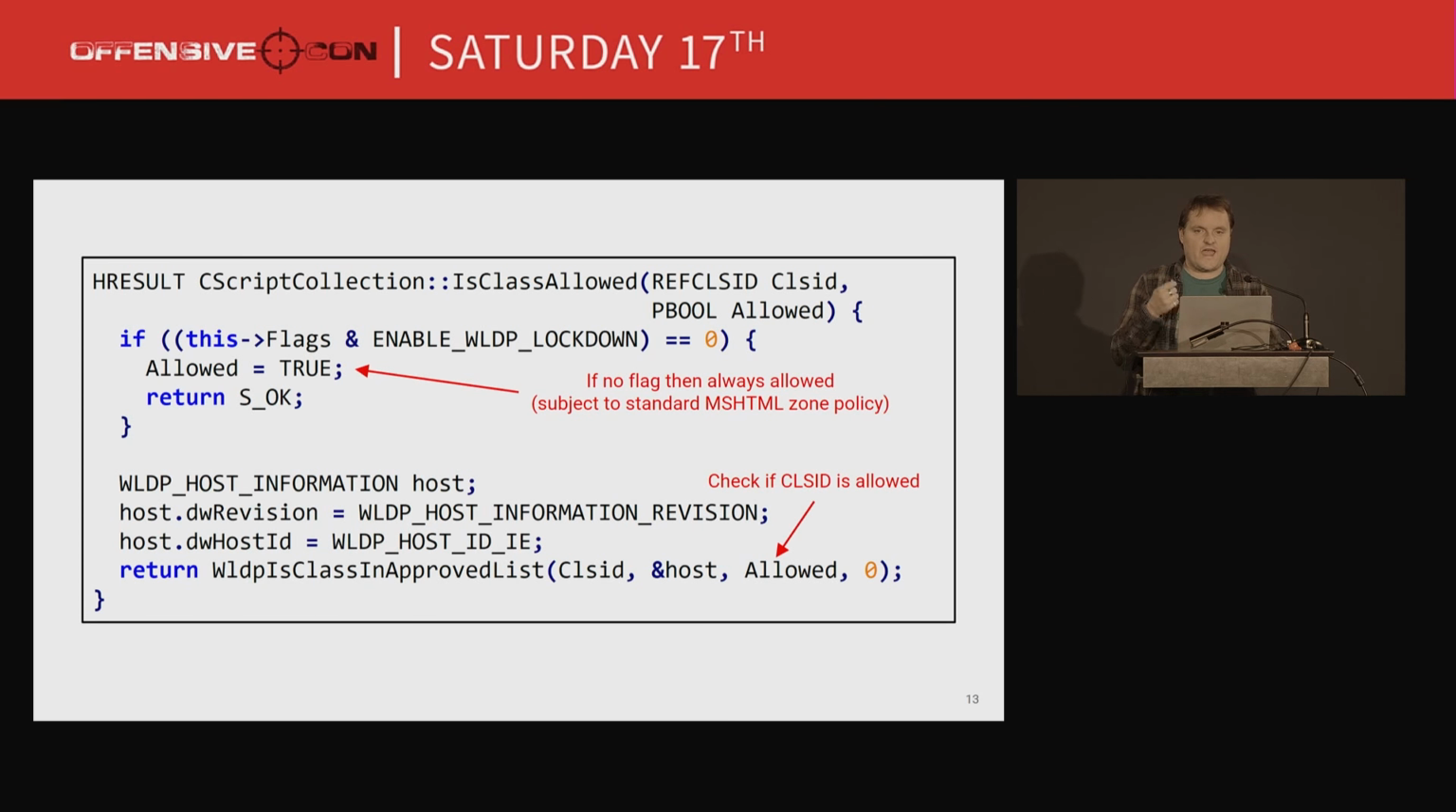So I thought, okay, how is it actually being enforced? And I stuck MSHTML into IDA and had a look, and what you'll find is that it was checking a particular flag when it was instantiating a COM object. It was being passed the class ID, and the class ID is a GUID, which refers to a specific type of COM object. And it was passing it into this WldpIsClassInApprovedList function, which is part of WLDP. So the question is, what is that function doing?